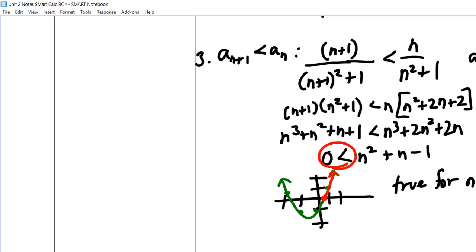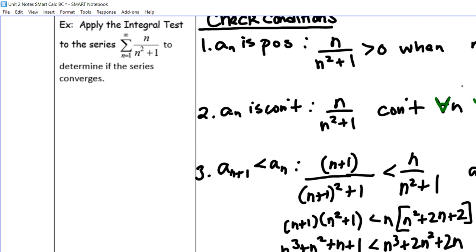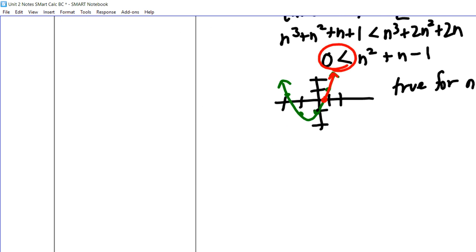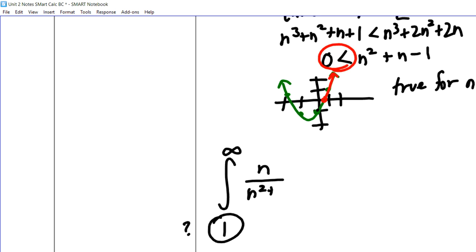Okay, now the conditions are met, we get to take the test. And what is the minimal n that we are going to pick to go into our integral here? Yeah, the minimal n that we found was 1. So we're going to use the 1. Okay, so we're going 1 to infinity of n over n squared plus 1 dn.